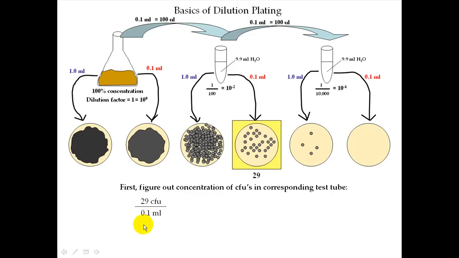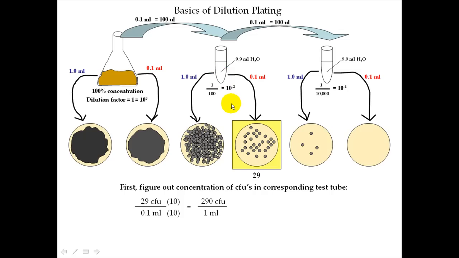Again, conventionally, people don't put decimals in fractions, so you can get rid of this decimal by multiplying top and bottom by 10. And when you do that, that gives you 290 CFU per mil in this sample. So these are just two ways of saying the same thing. There are 290 CFU per mil in this particular sample.